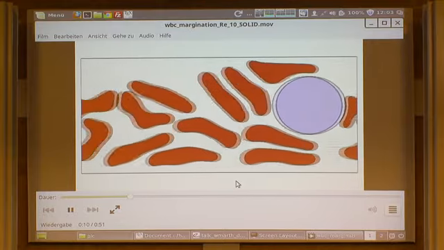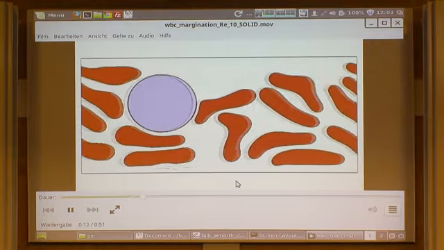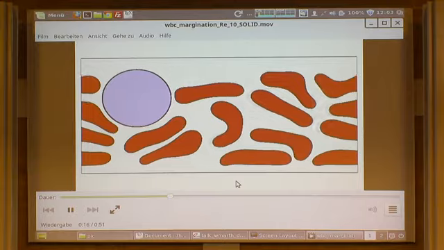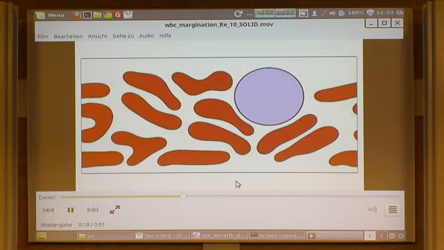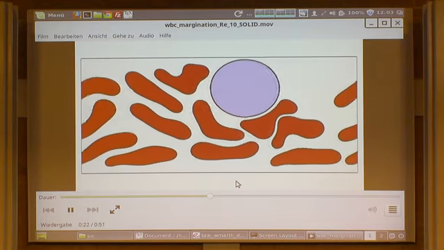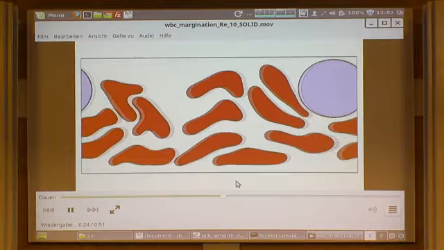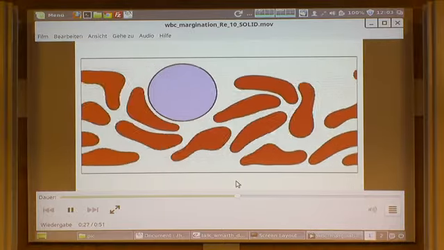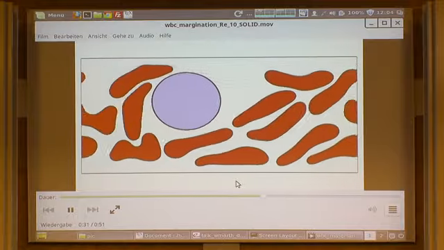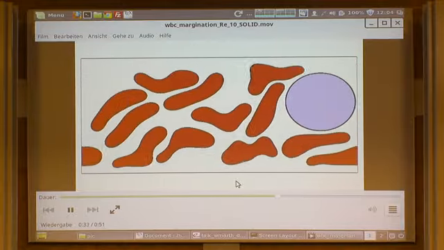And we see here that, of course, the shape of the red blood cell is much more changed. We don't observe adhesion to the wall here, only once, but then the cell again moves to the center. Okay, so hurry up.